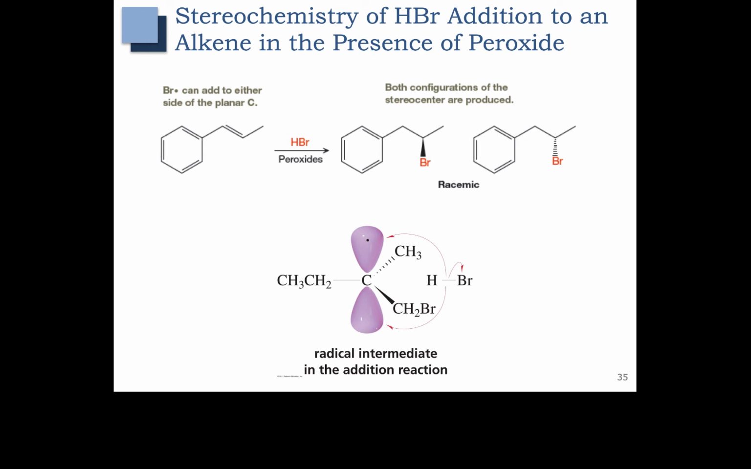Just to quickly do one more example, if we had something like this and reacted with HBr in the presence of peroxides, we'd end up with 4 possible products, because now we have a new stereocenter here and here.